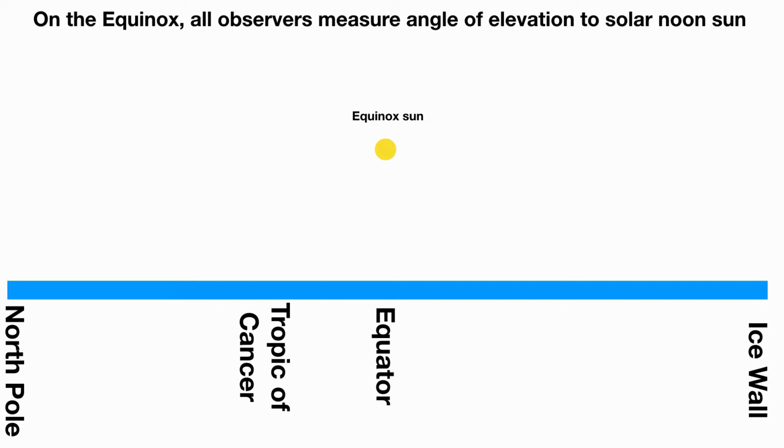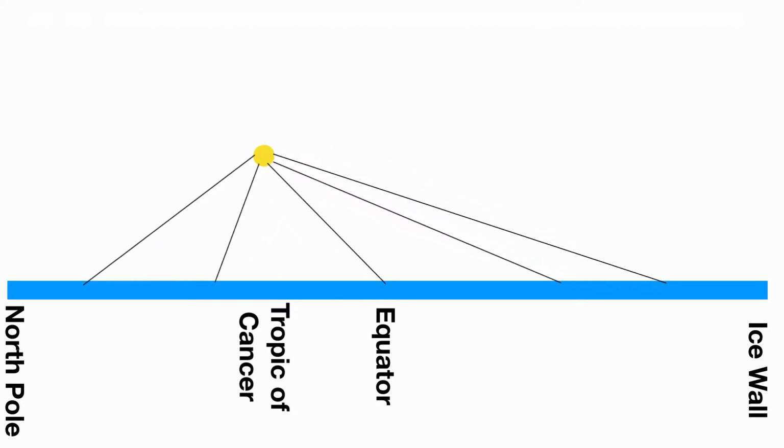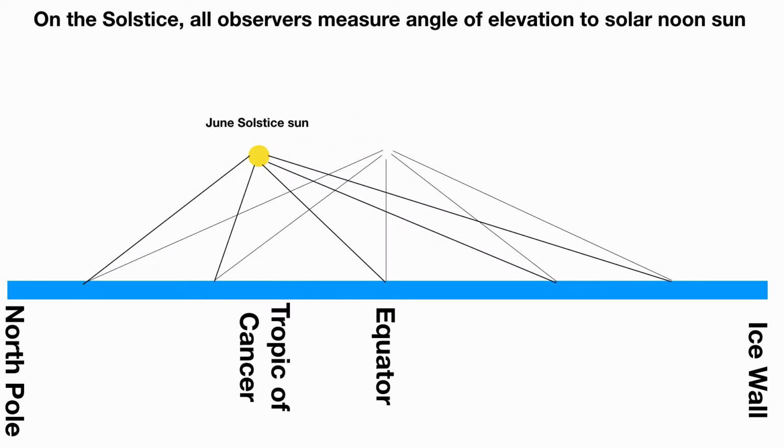So again, on the equinox, the sun is directly above the equator, and you can have a bunch of observers all over the Earth taking observations of the angle of elevation of the sun on the equinox. And the math is pretty straightforward. But now the sun is above the Tropic of Cancer on the June solstice. So what you're going to do is compare those two angles, right? You're going to compare those two angles.